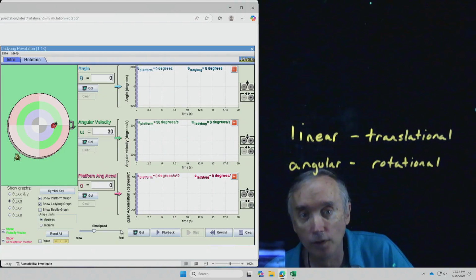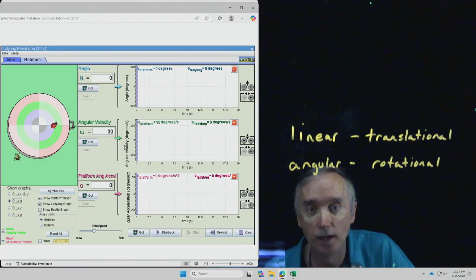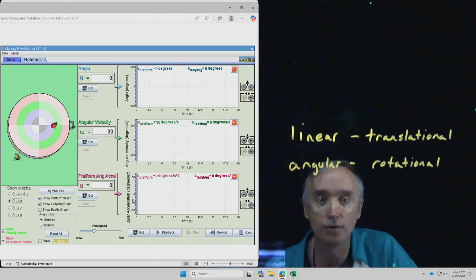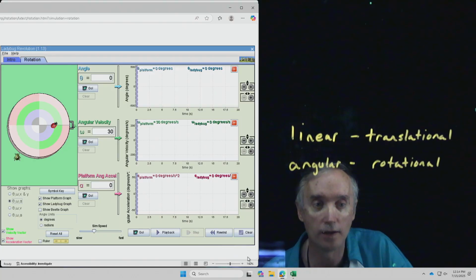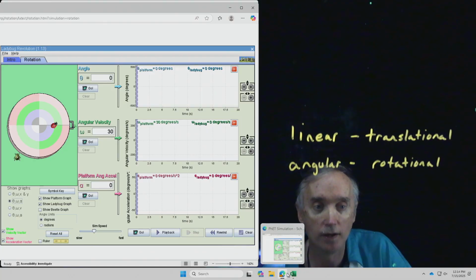If you look, you see that it has theta, so that's the angle. It has omega, so that is going to be here. And then it has alpha down here at the bottom. So those are your different kinds of graphs. Okay, now let's go back.